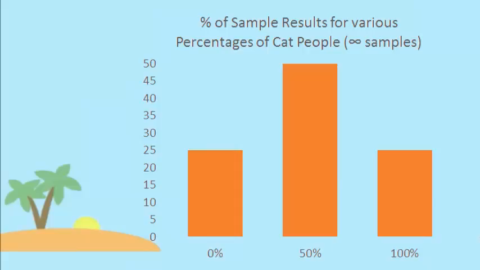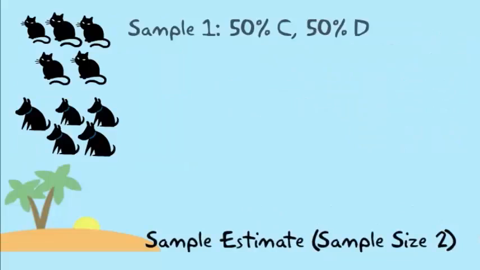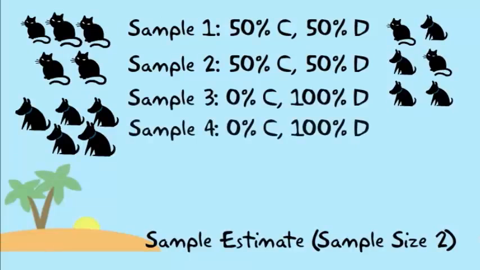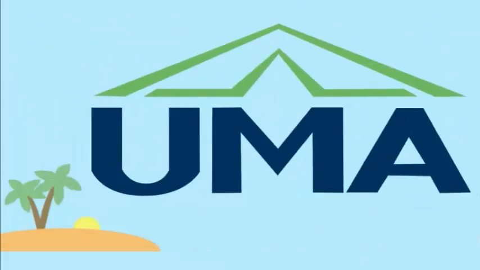This chance, the chance that our sample will show a difference when there really is no difference, is the whole idea of statistical significance. And we can think about statistical properties, like the idea that the larger the sample we take, the lower the chance that our sample will fail to resemble the population. So, thinking about sample size, thinking about the probability that our sample result is different from the population is all expressed in the idea of statistical significance.